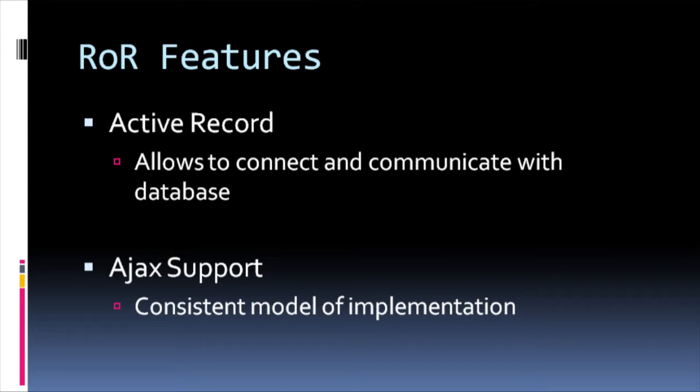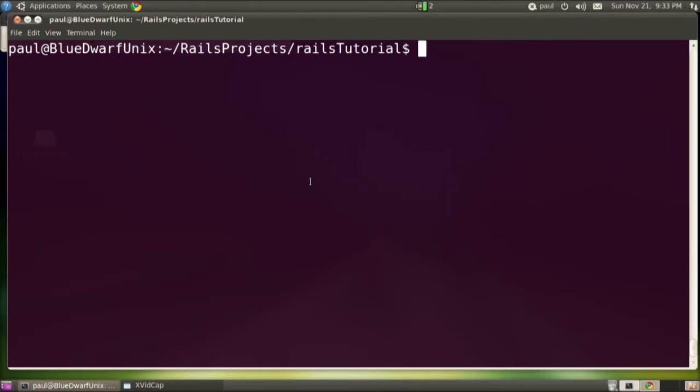And now Paul Grunning will show you how to create a simple Ruby application. Alright, hi everyone. As Yuri mentioned, I'll be showing you how to create a very simple Ruby on Rails application. To get started, we type rails and then the application name. I'll name mine Rails Tutorial.